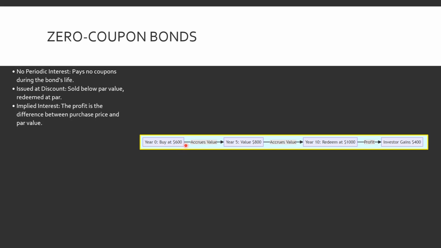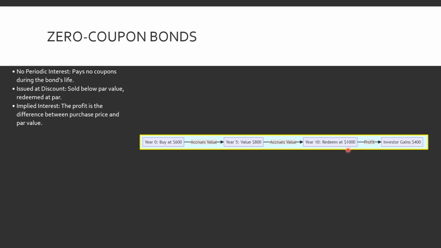For example, in this scenario, let's take $600 as the price you paid for a $1,000 bond. At year 5, the value of this bond is $800, which is accrued interest, you can say $200 accrued. Now next is year 10. When 10 years are completed and your bond has matured, you will get $1,000. So initially you invested $600, but $400 is your profit or gain. Basically, I wouldn't say profit; it would be a gain, correct? Because it's $1,000 you will get after 10 years.